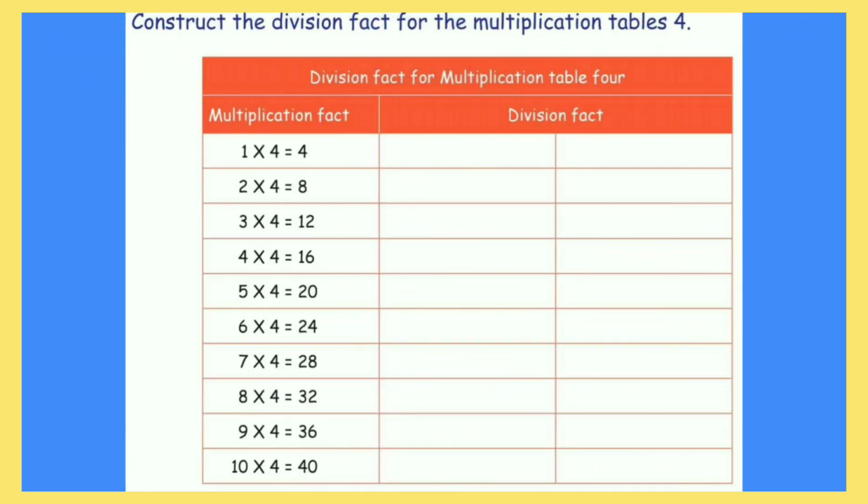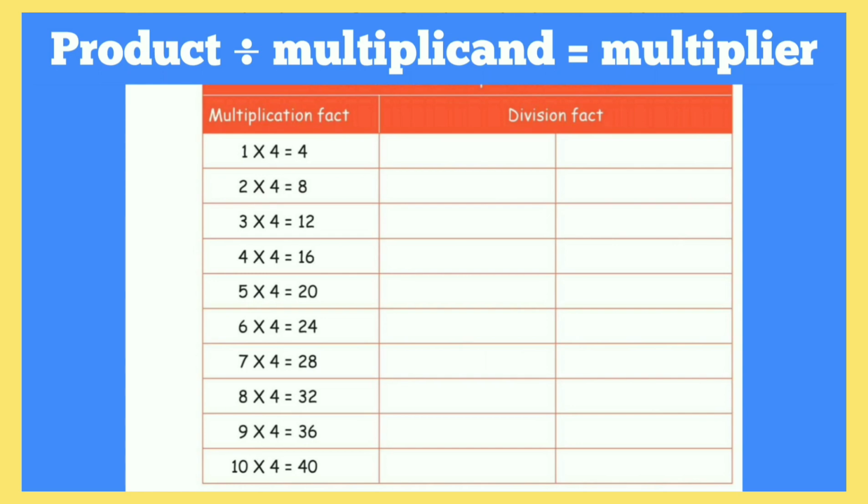Children, let's complete the fourth table in the same way. First, we will use the multiplicand. The method is product divided by multiplicand equal to multiplier. First one, 4 divided by 1 equal to 4. Next, 8 divided by 2 equal to 4. 12 divided by 3 equal to 4. 16 divided by 4 equal to 4.